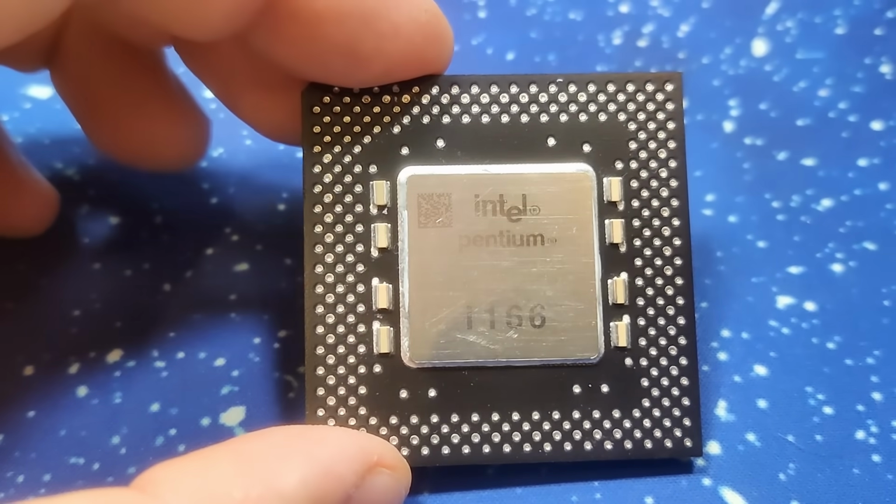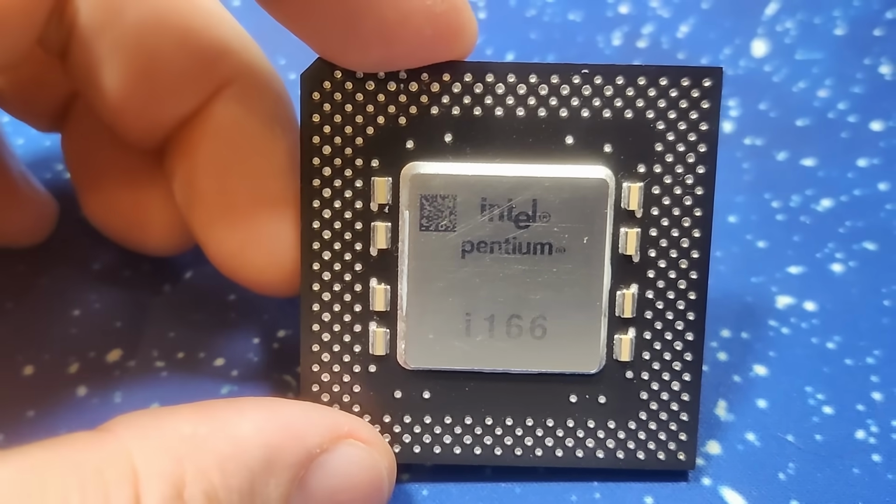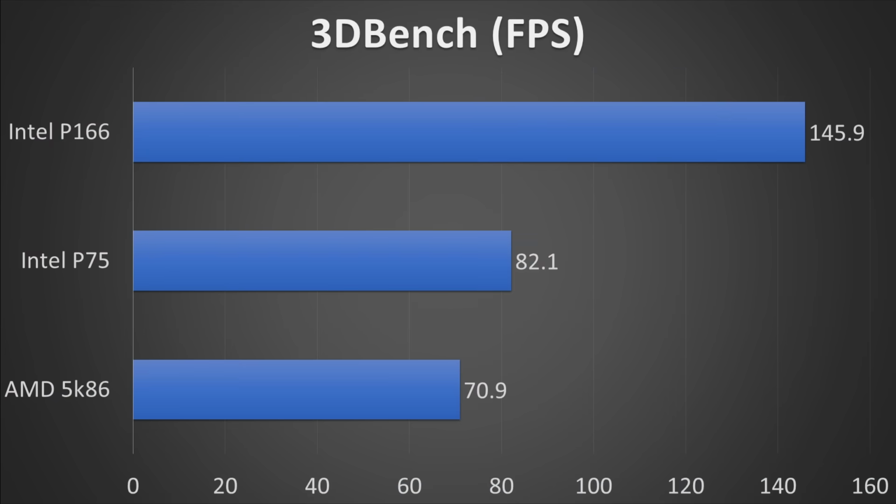So then I think let's just jump directly into benchmarks. And we will start with 3D Bench. Here we can see that the AMD is unfortunately slower than an Intel Pentium 75, by around 12 frames per second. And the flagship, the Intel Pentium 166, is twice as fast as the AMD chip.